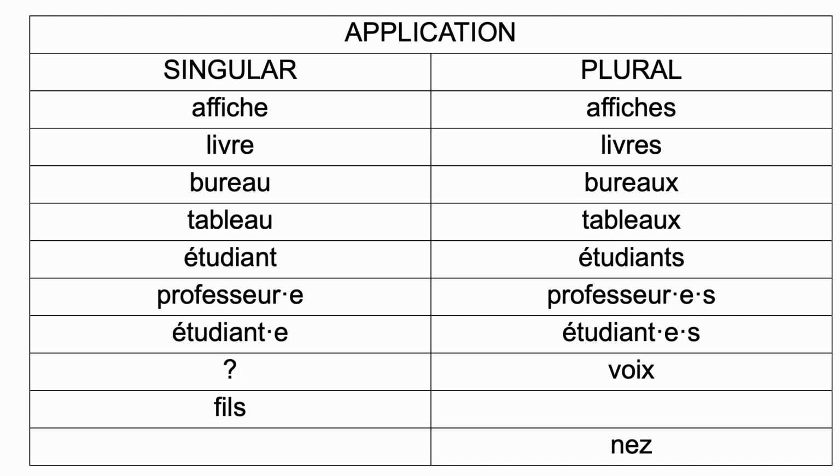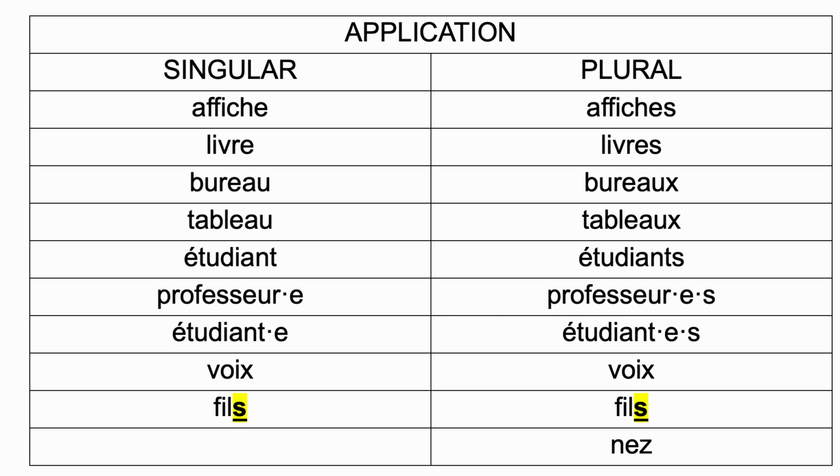The singular form of voix is voix. Remember that nouns ending in X, S, and Z do not change in the plural. The plural form of fils is also fils. So repeat: fils, fils.